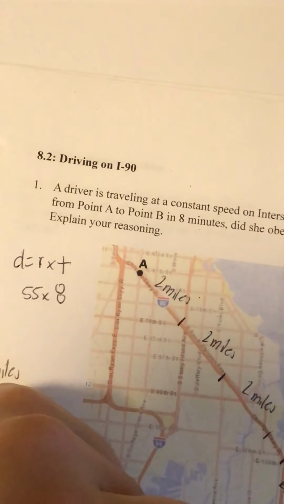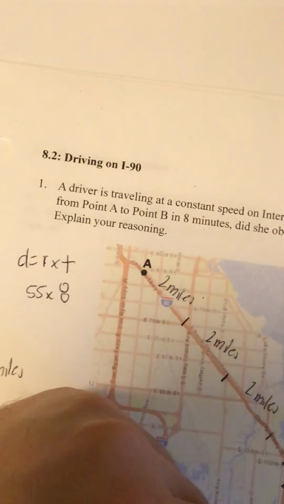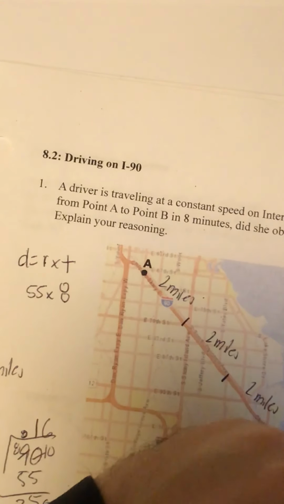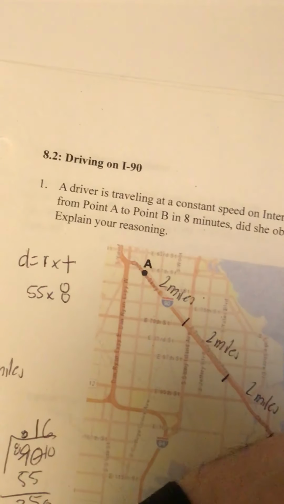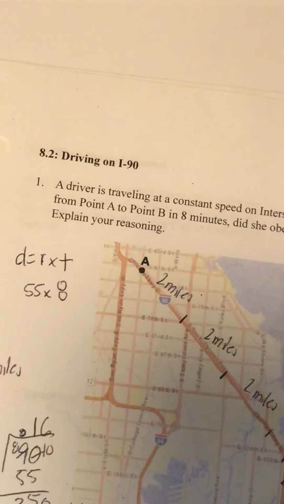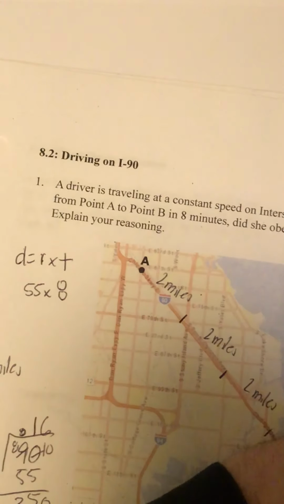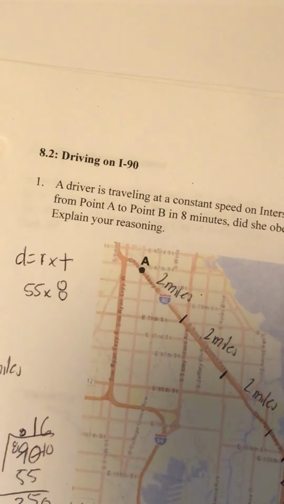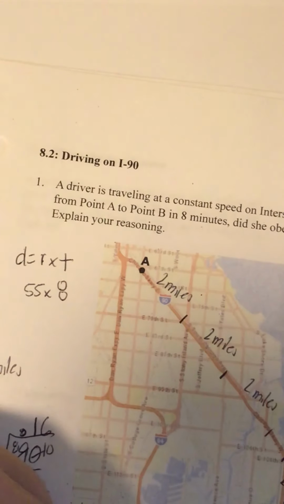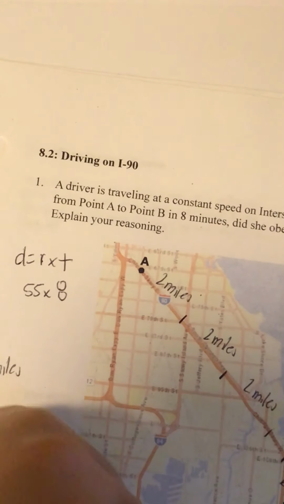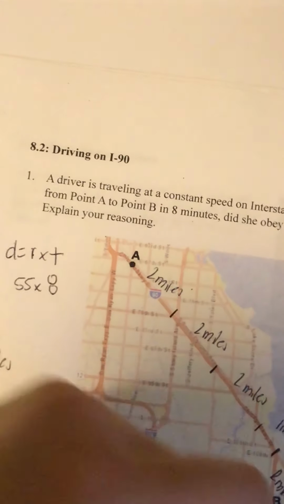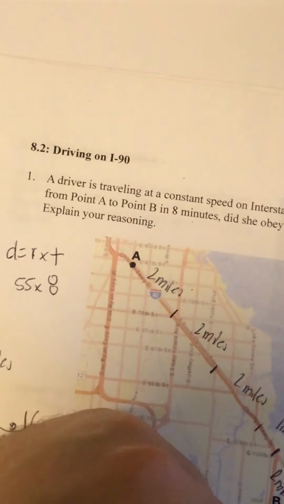And so since she got from A to B in 8 minutes, she must have been going faster than the speed limit.